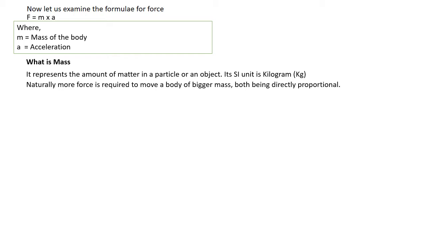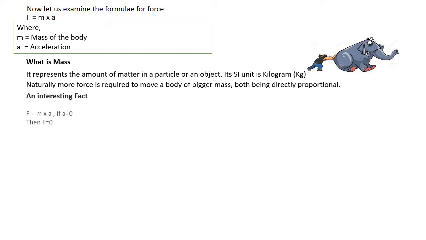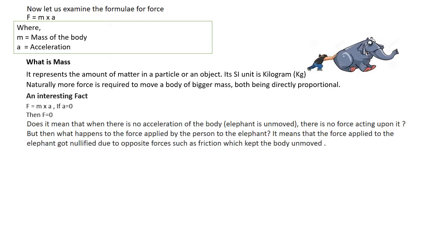Now let us assume the body is not in motion, that means its acceleration is zero. So does that mean the force itself is zero? As per the formula, it's right, the force is zero. But then what happens to the entire force put by the person onto the elephant, though the elephant is not moving? That means there is an opposite force in reaction to the applied force by the person.